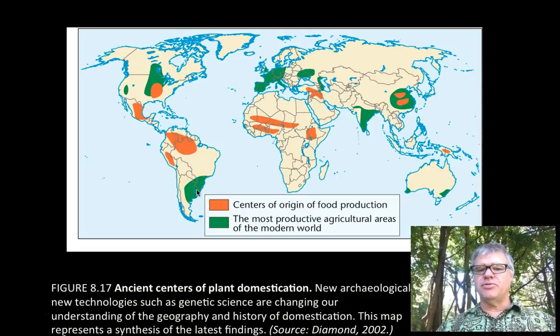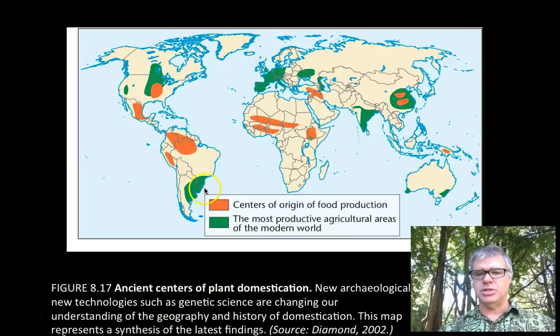The other thing that you can see on this map is the green areas. These are the most productive agricultural areas today. So places like the Midwest of the US, Western Europe, the steppes of Russia and Ukraine, this part of India, as well as the area around Buenos Aires, Uruguay, and Brazil down here.